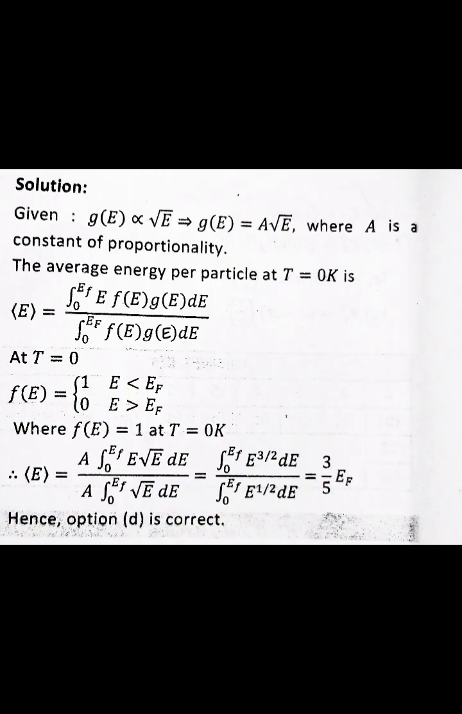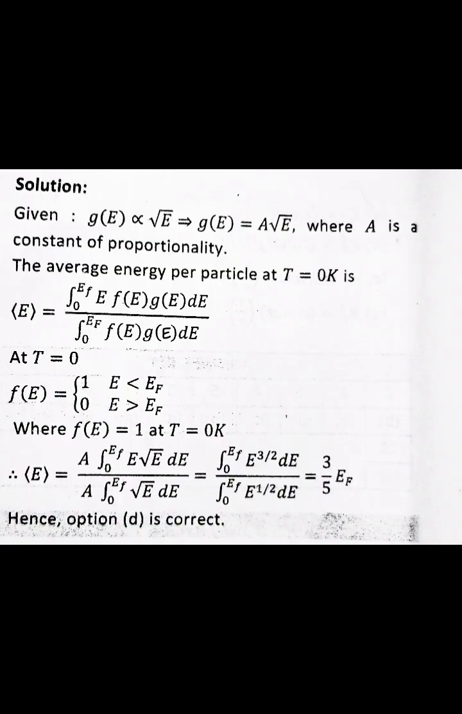So the average energy per particle at T equal to 0 Kelvin is E is equal to integral over 0 to EF E into F of E into G of E into dE divided by integral over 0 to EF F of E into G of E dE. At T equal to 0, f of E is equal to 1 when E less than EF, and it is equal to 0 when E greater than EF. So E is equal to A integral over 0 to EF E root E dE divided by A integral over 0 to EF root E dE.